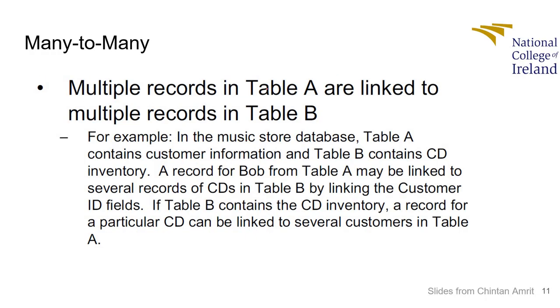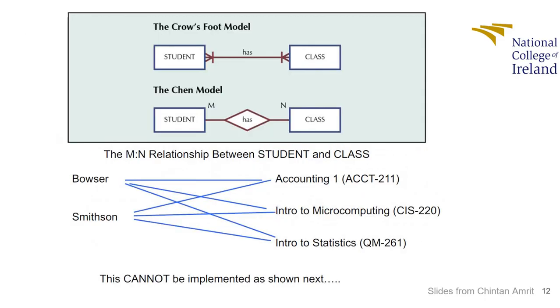And then we have many-to-many records. So multiple records in table A are linked to multiple records in table B. For example, we have a music store database. Table A contains customer information. B contains CD inventory. A record for Bob from table A may be linked to several records of CDs in table B by linking the customer ID field. So if B contains the CD inventory, then the record for a particular CD can be linked to several customers in table A. And we will see this more clearly in this example.